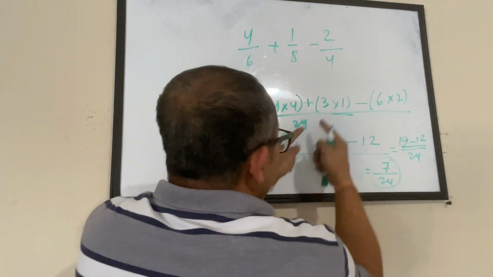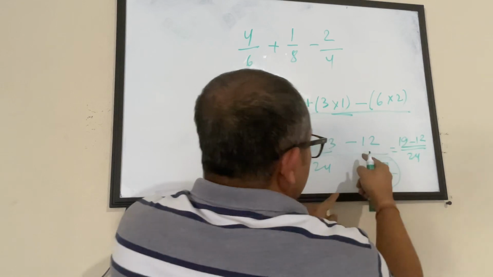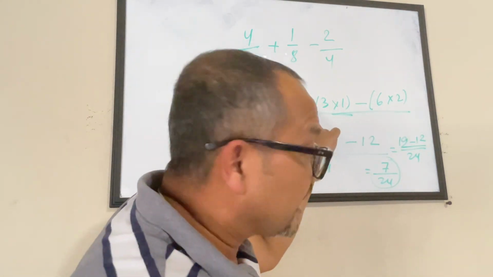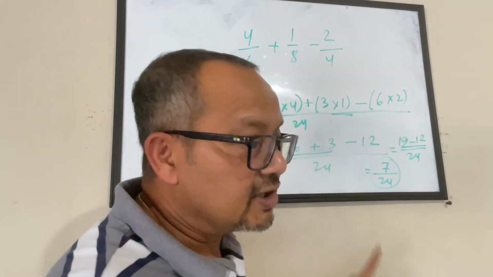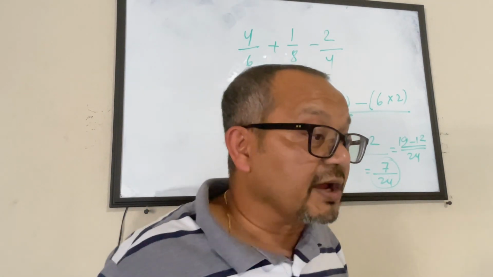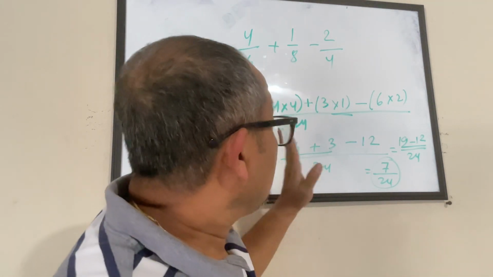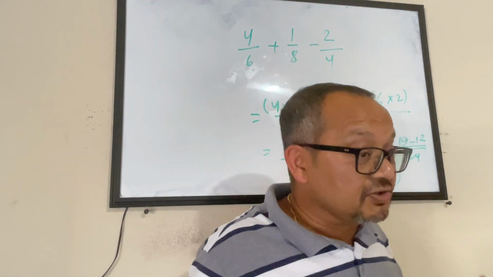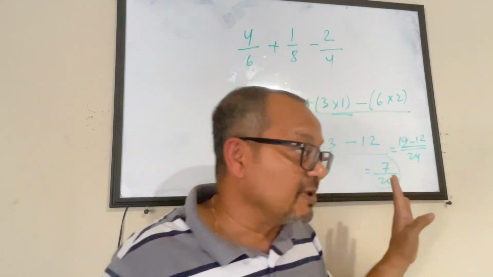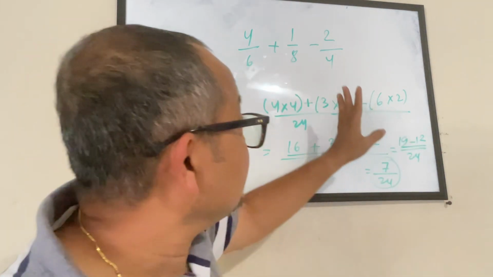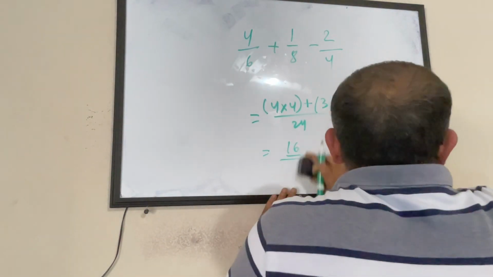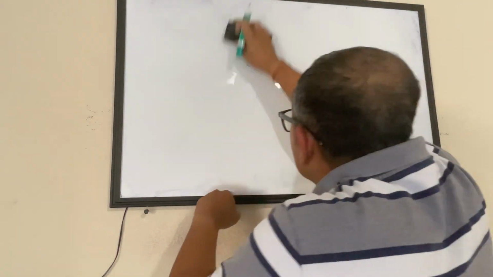4 fours are 16. 3 ones are 3. Minus 6 twos are 12. So make sure, remember that you are not going to mess around with the sign. As long as you take care of the sign, you will not go wrong. And this thing works well as long as you are doing only addition, subtraction. Don't play with it when you are doing multiplication. This is not the way to go. Multiplication is a different animal altogether. Addition, subtraction, exactly the same approach. Don't have to worry.